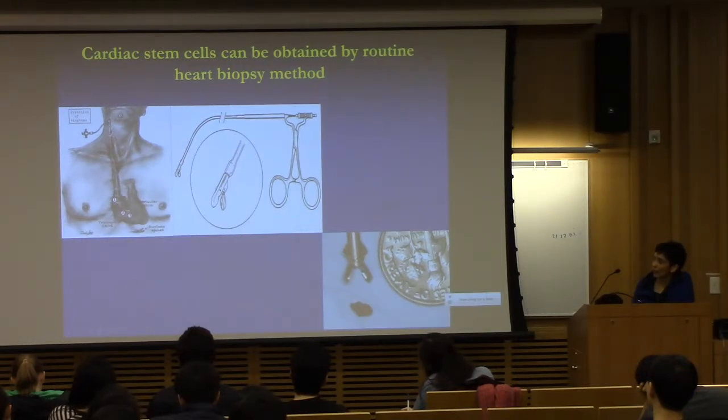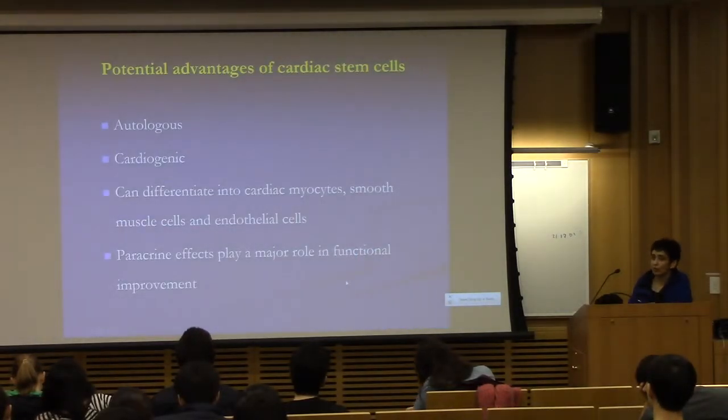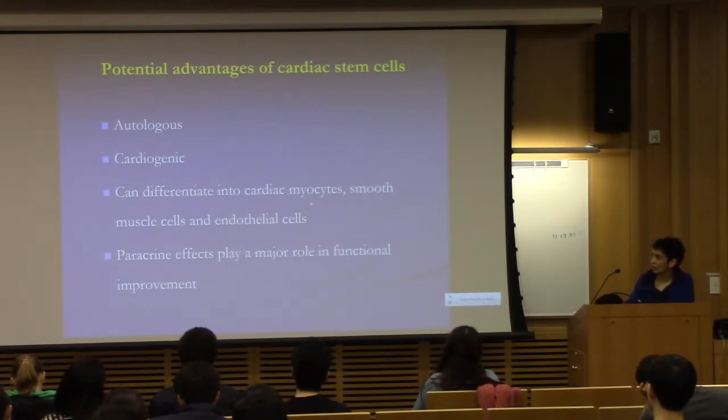So this is an example of a biopsy that is routinely performed in patients who undergo heart transplant, where we go with a catheter into the right ventricle and then take a small piece of tissue with a bioptome. And then you can isolate cells from these biopsies. The advantage of these cells is they're autologous, they're cardiogenic, and can differentiate into cardiac myocytes, smooth muscle cells, and endothelial cells.